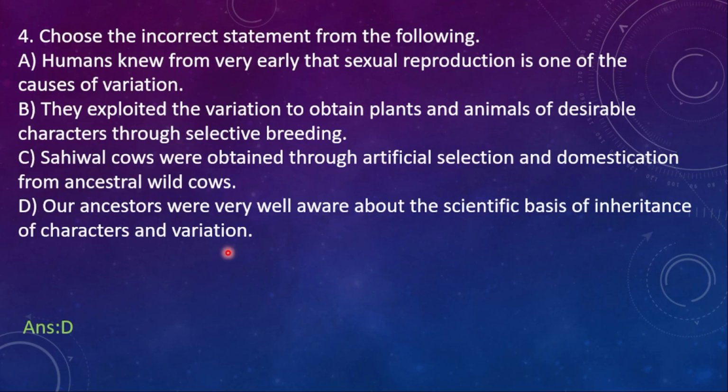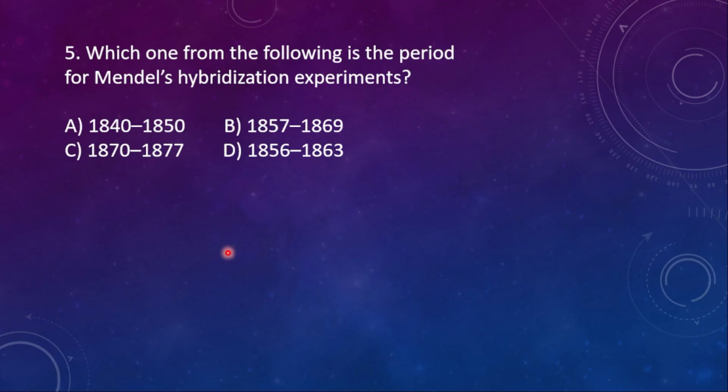And then the next question is the fifth question. Which one of the following is the period for Mendel's hybridization experiment? 1840 to 1850, 1857 to 1869, 1870 to 1877, 1856 to 1863. So here the right option is option D, 1856 to 1863.